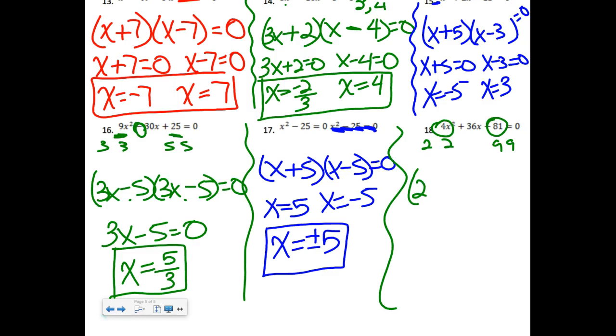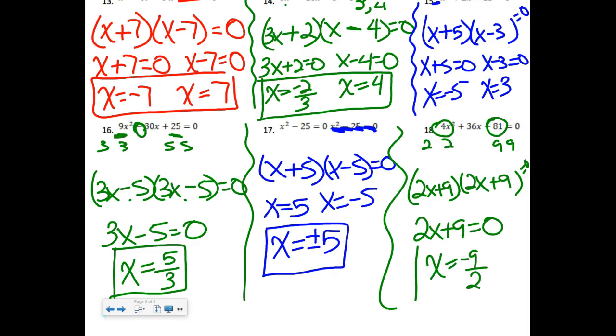So I'm going to take 2x and 2x. This time I don't really have to worry about signs because everything's positive, so I'm going to have plus 9, plus 9. Real quick, double check, 2 times 9 is 18, 2 times 9 is 18. When I take 18 plus 18, I'm going to get 36. I'm just going to bring down one of them and solve because they're going to be the exact same thing. So when I subtract that 9 and divide by 2, I'm going to have x equals negative 9 halves.